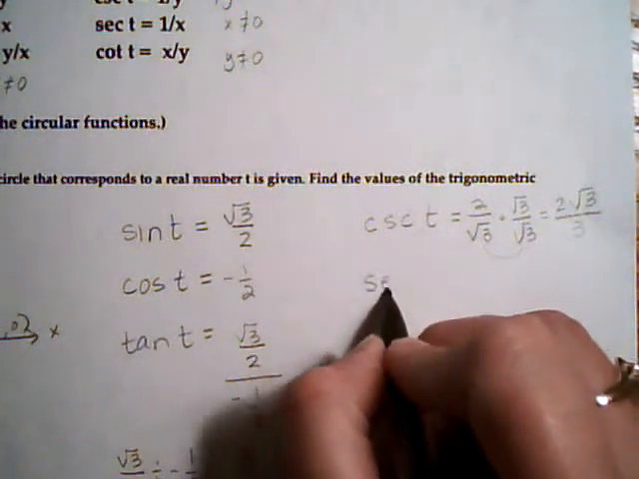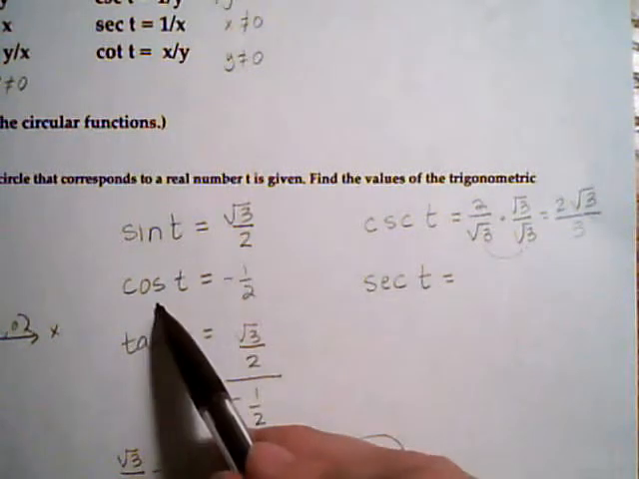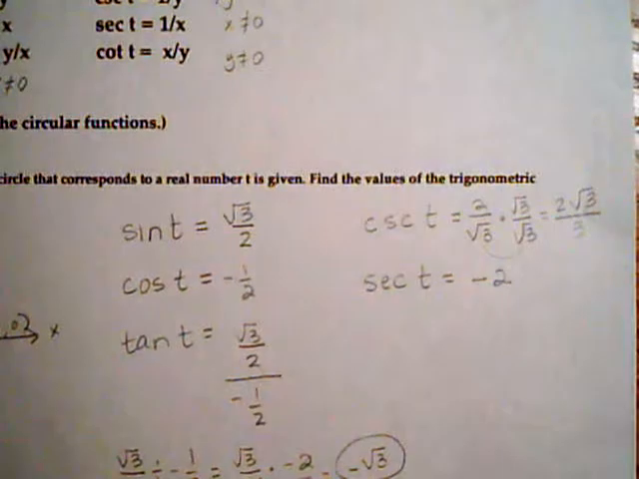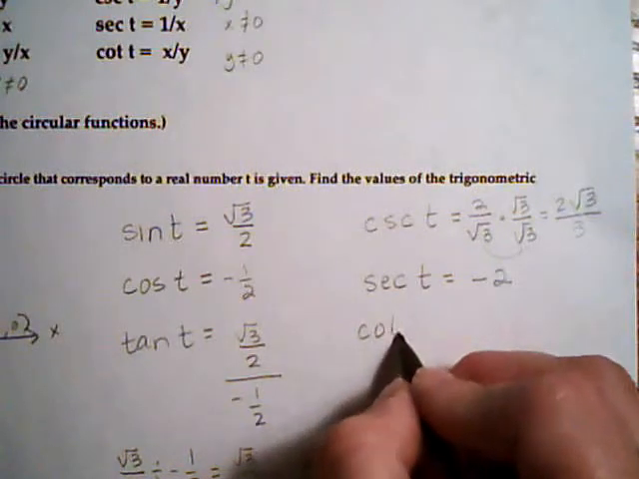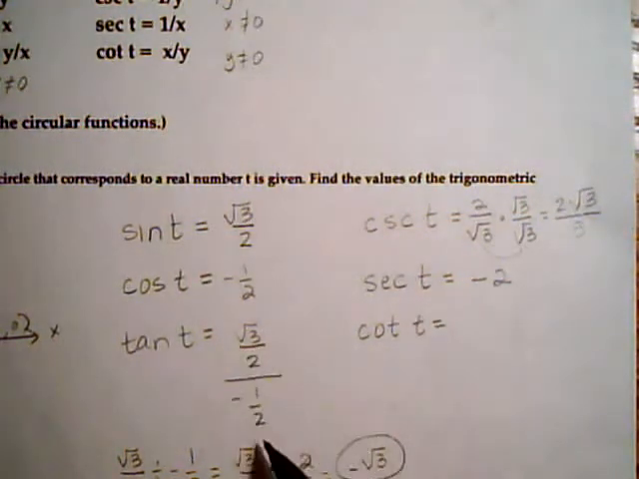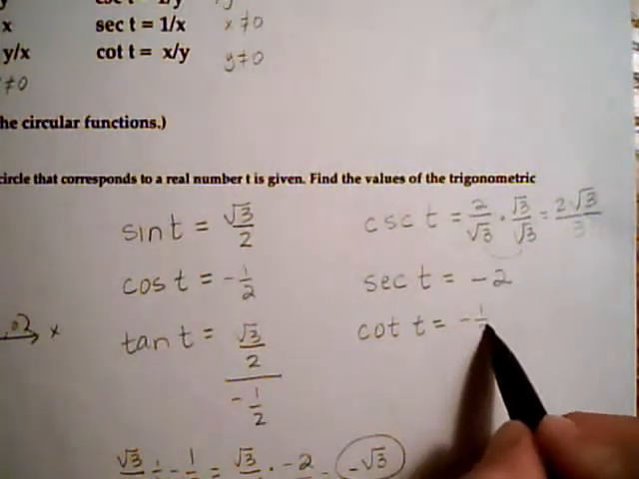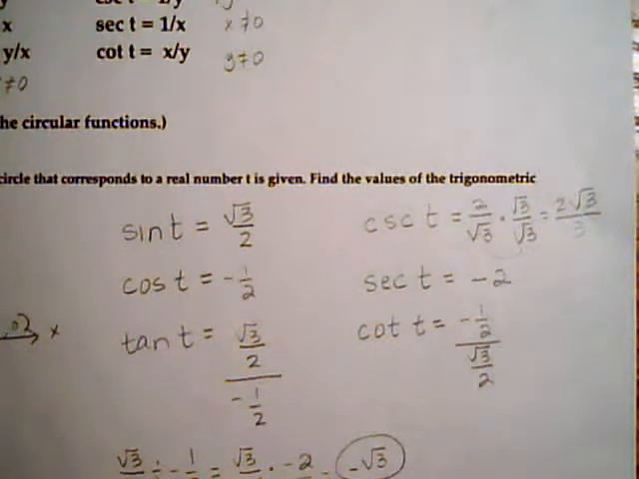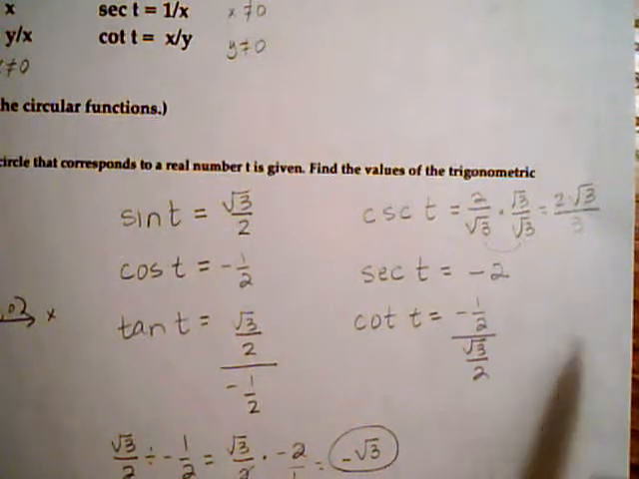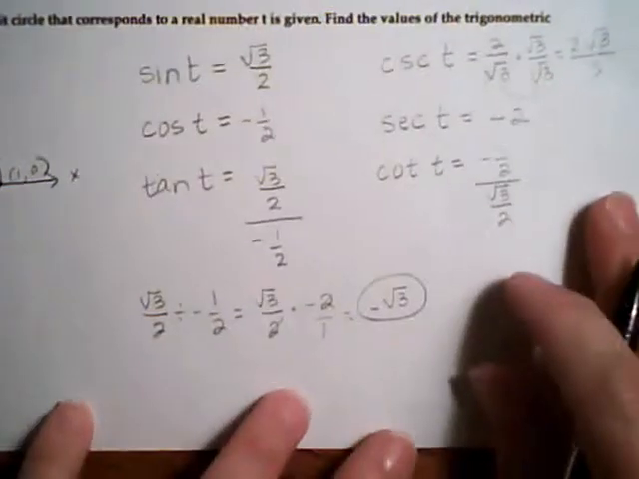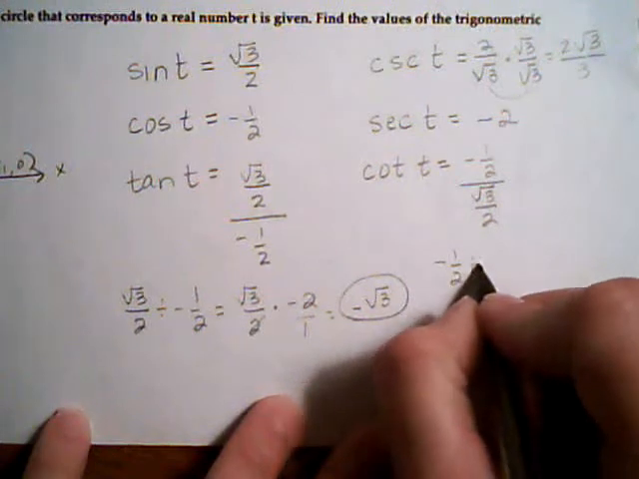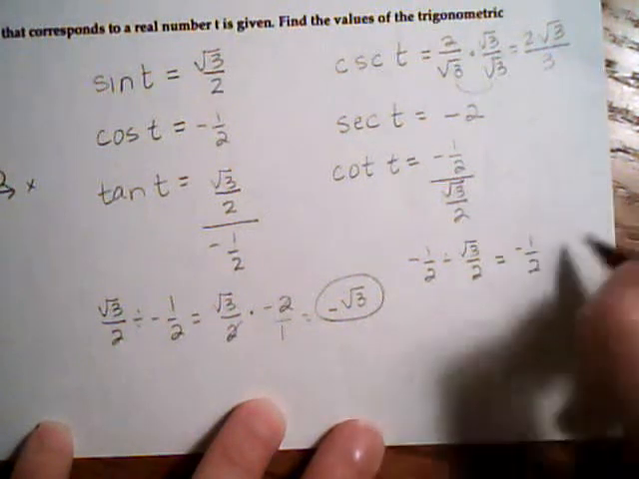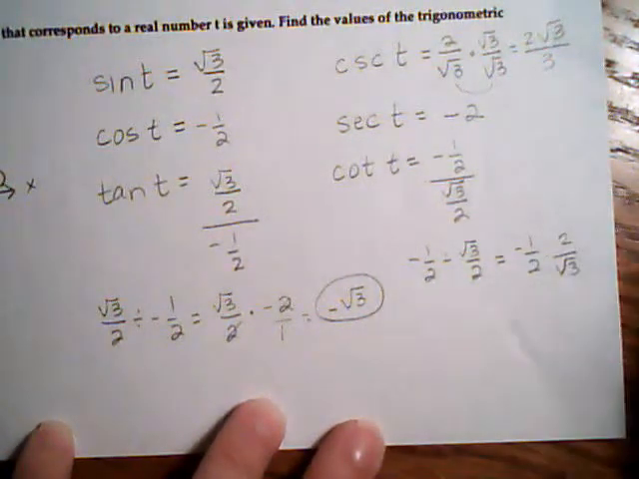Then the secant, which would be the reciprocal of cosine, if I take the reciprocal of -1/2, that would be -2. And then the cotangent of t would be x over y. So we would have -1/2 over the square root of 3 over 2. So again, we can go through the division steps that we looked at earlier, where we would have -1/2 divided by the square root of 3 over 2. So we know that equals -1/2 times 2 over the square root of 3.